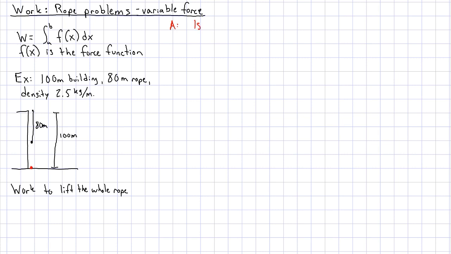The first step is going to be to write a length function. So this length function describes the distance to my target. And the target is always going to be the top of the building because that's where I am. That's where I'm lifting my rope to.